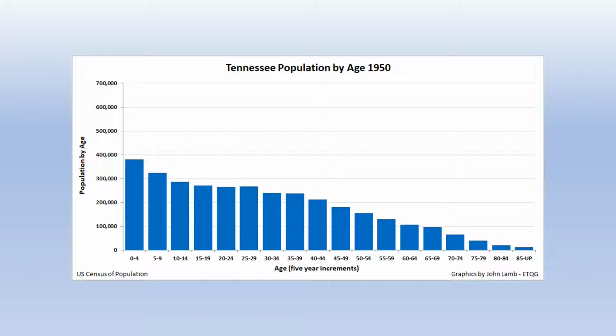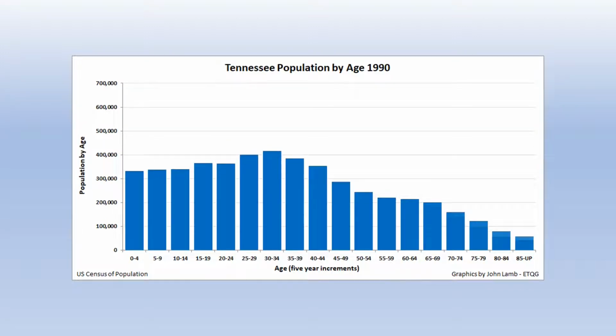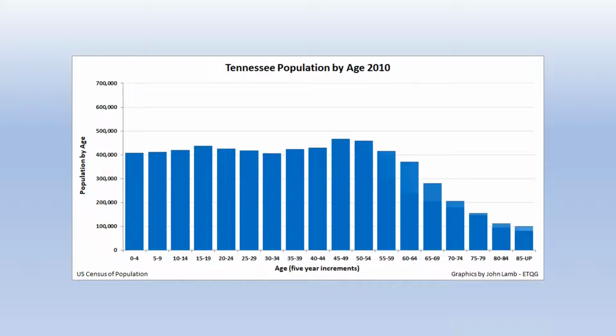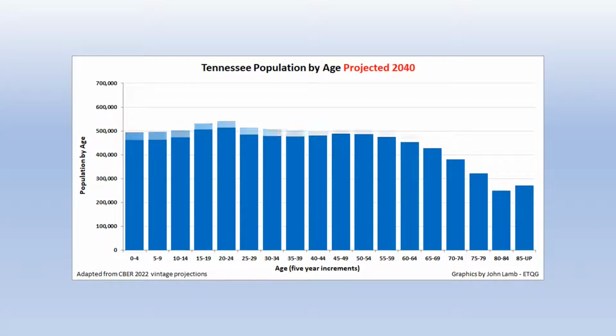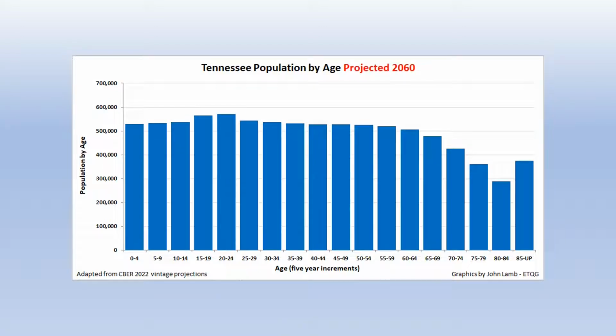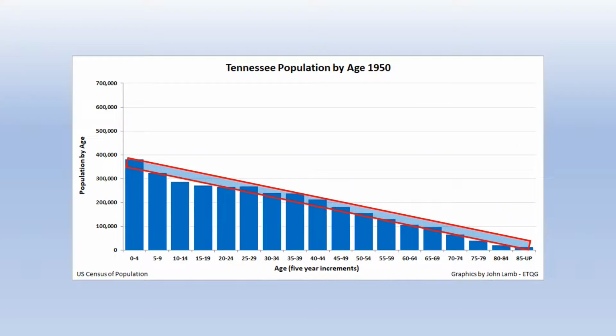Before we dig deeper, let us preview the aging transformation of the population over 120 years, decade by decade to 2070. Projected to 2070, highlighting the change from 1950 to 2070 and back to 1950.